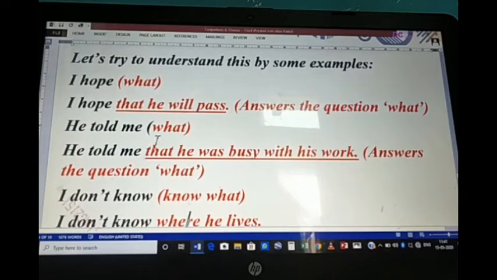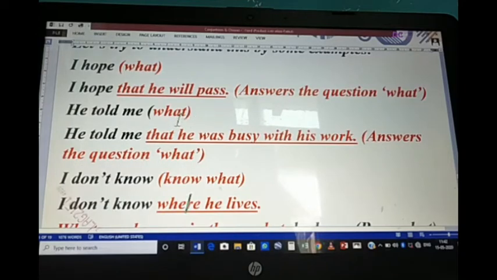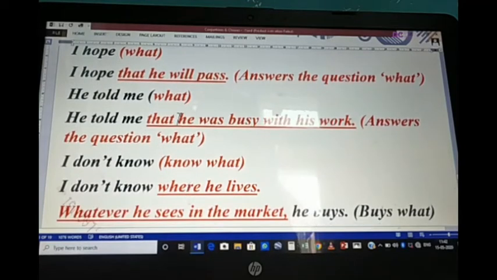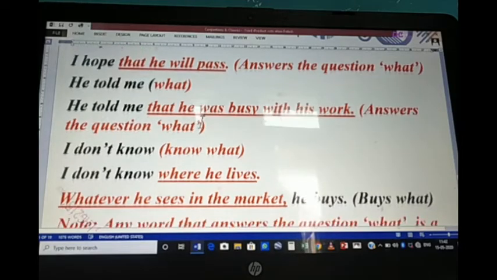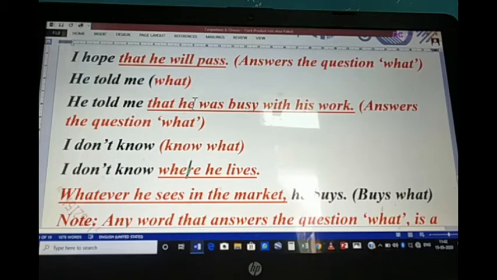Another example, he told me, उसने मुझे कहा. If we say to anybody that he told me, he will surely ask me, what did he tell you? So what के बदले जो भी इस्तेमाल में क्लास करूंगा, that will be a noun clause. He told me that he was busy with his work. So that he was busy with his work answers the question what. तो what सवाल का ये जवाब देता है क्योंकि ये क्लास है. So that is why we call it a noun clause.